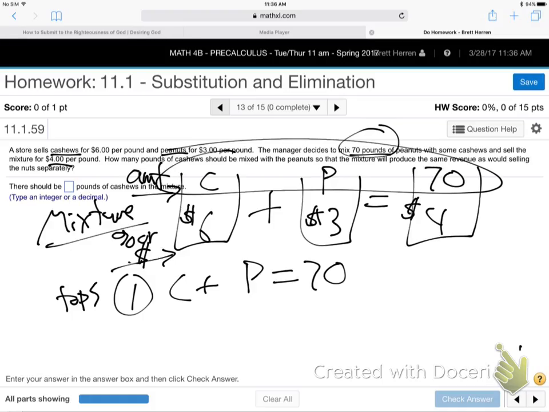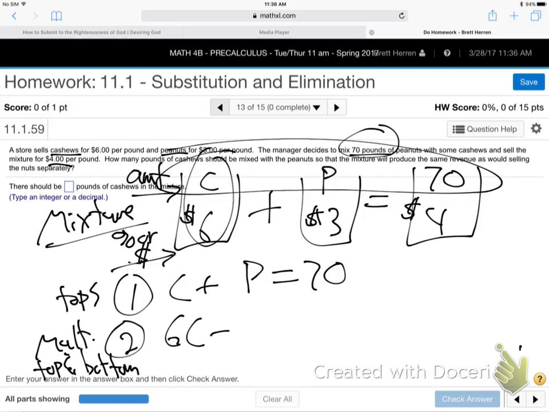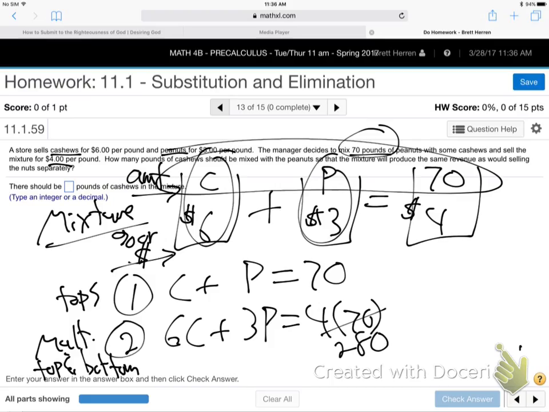That makes sense, right? The second equation comes from multiplying top and bottom. Multiply the top and the bottom. So 6 times C, 3 times P, 4 times 70, which is 280. Everybody see what I did there? I went multiply, multiply, multiply, top, bottom. That's how I get my second equation.